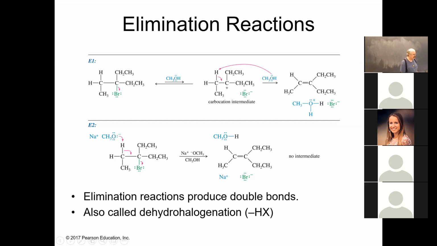Right here, CH3O- is a base. It takes that beta hydrogen, the hydrogen on the carbon next to the one carrying the halogen. Okay, it pulls that off. The pair of electrons in the CH bond moves toward the adjacent carbon. At the same time, it pushes out the bromide. Okay, so there's no intermediate in the E2. There's just one step.